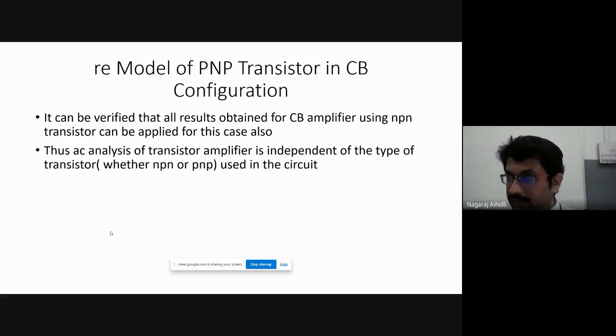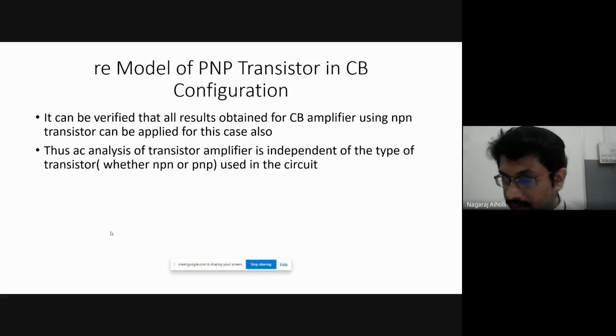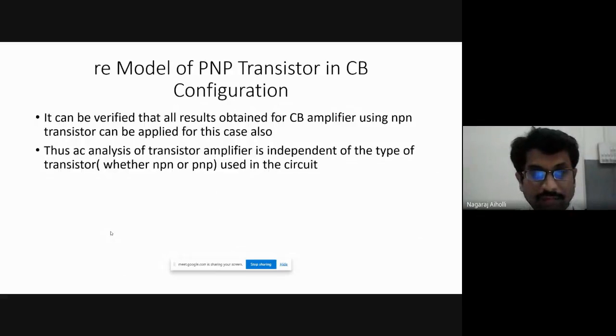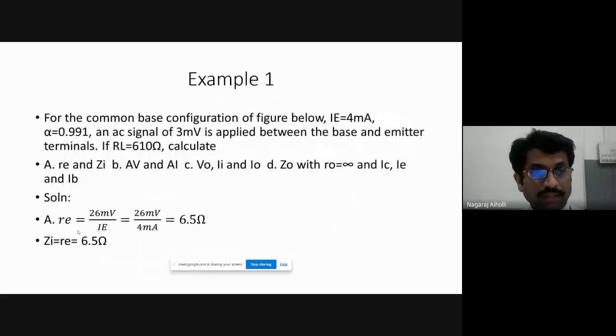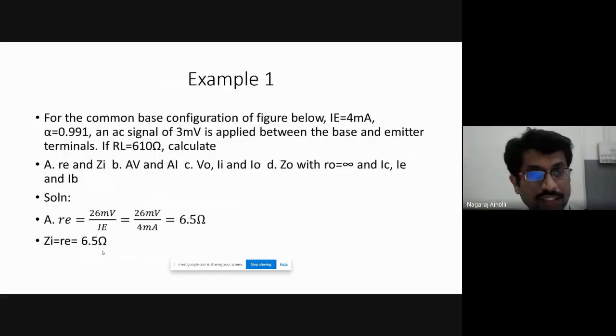RE, how much are you getting? 6.5 ohms, sir. Exactly, 6.5 ohms. RE is 6.5 ohms. ZI is nothing but RE here in the common base configuration. ZI is equal to RE, that is equal to 6.5 ohms. Next, they have asked ZI, so ZI is 6.5 ohms.